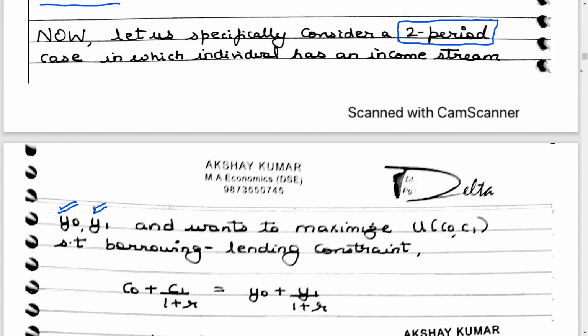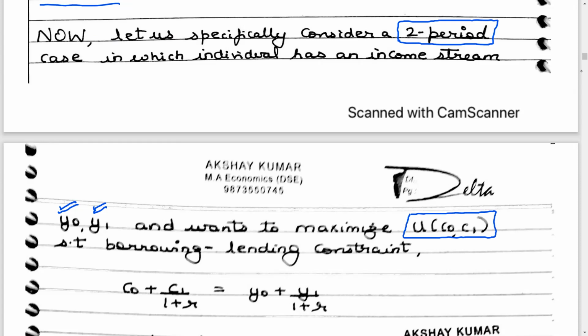So in this case, the utility function of this individual will be u as a function of C0, C1, because we only have 2 time periods, period 0 and period 1. C0 is consumption in period 0, C1 is consumption in period 1. And the income is Y0 and Y1 respectively.